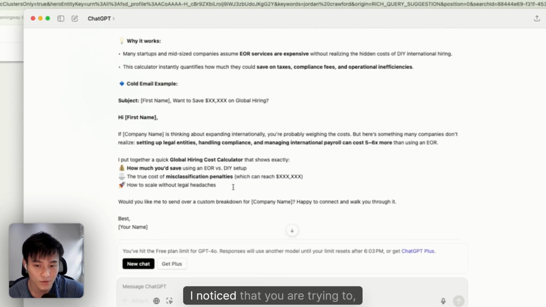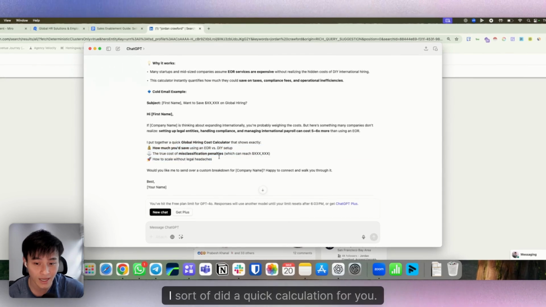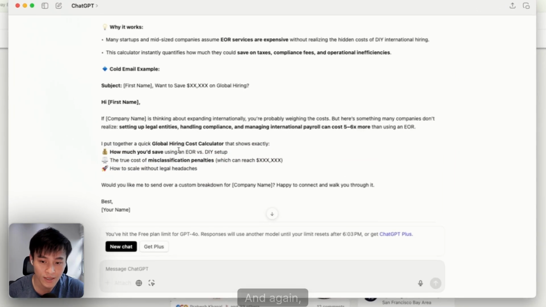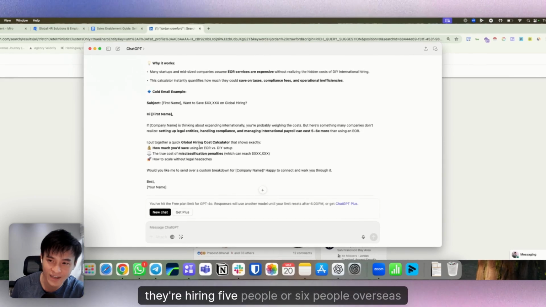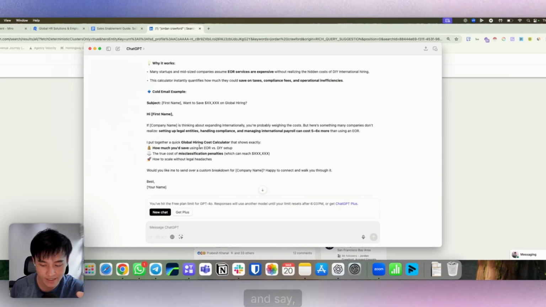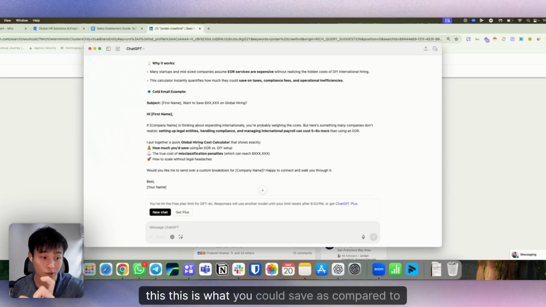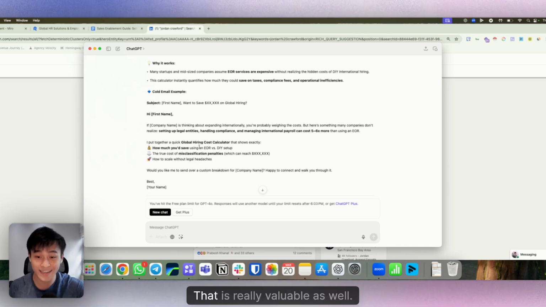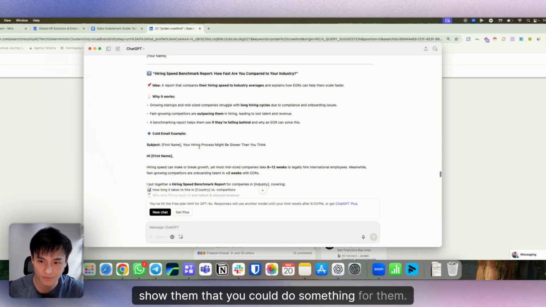You say, hey, I noticed that you are trying to hire internationally. Do you know that managing international payroll can cost 5 to 6 times more? Here's the calculator. I did a quick calculation for you. And again, you can use Clay to automate this part. If you roughly see that they're hiring 5 or 6 people overseas, you take the information and say, hey, I noticed you're hiring 5 overseas. If you use EOR, this is what you could save as compared to doing it yourself. That is really valuable as well. Straight away, you showed them value, and you show them that you could do something for them.